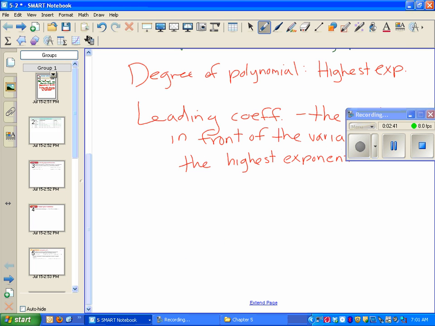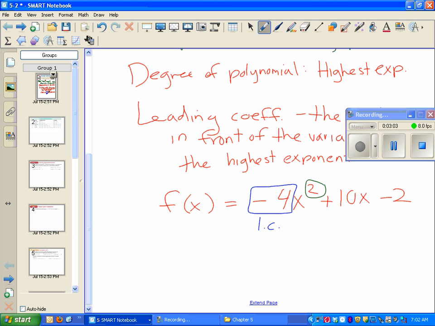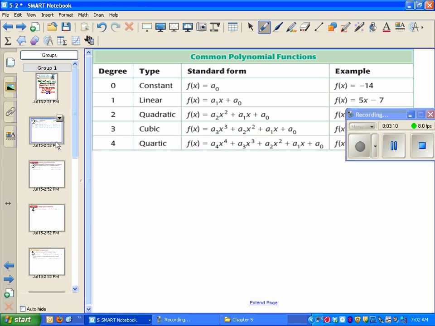So for example, if I had f of x equals negative 4x squared plus 10x minus 2, the degree would be 2, which we call a quadratic. Degree would be 2, and the leading coefficient is negative 4. Right? This is the leading coefficient, and this is the degree of the polynomial. Okay. All right, so these are just the most common ones.